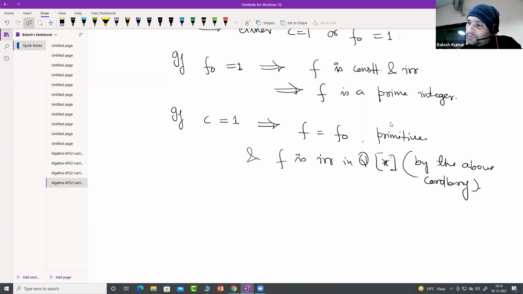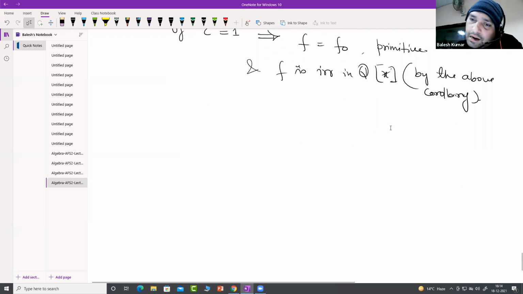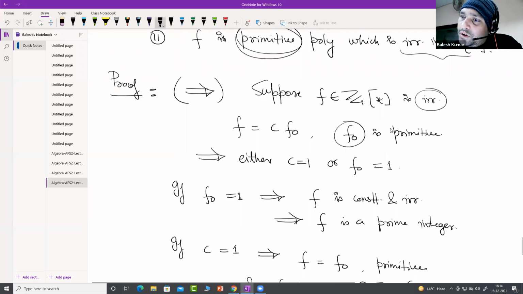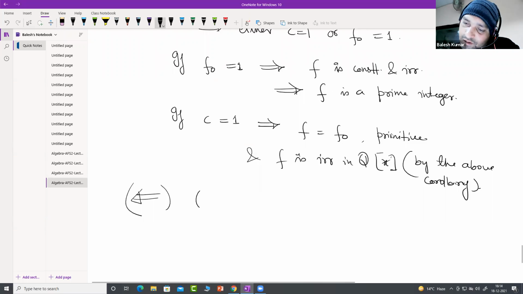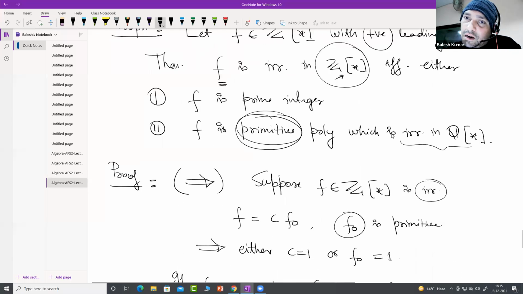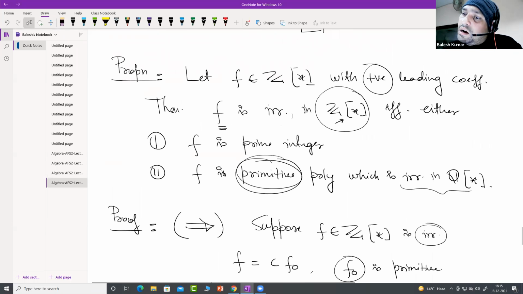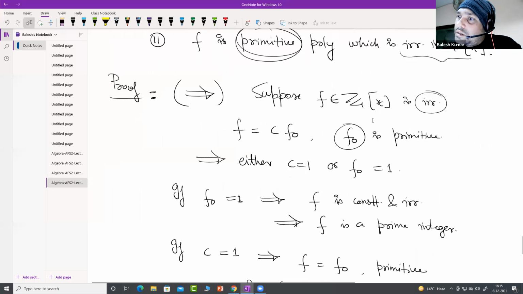Yeah, so therefore what we have proven is the direct part, and the converse part is again obvious, because we know that if f is a prime integer, or f is a primitive polynomial which is irreducible in Q[x], then of course it will be irreducible in Z[x]. So this is obvious, that you can prove by yourself. And so this proposition actually classifies what the irreducible elements inside Z[x] are.